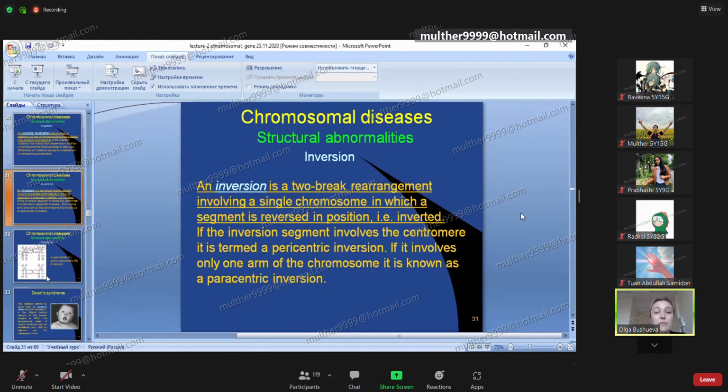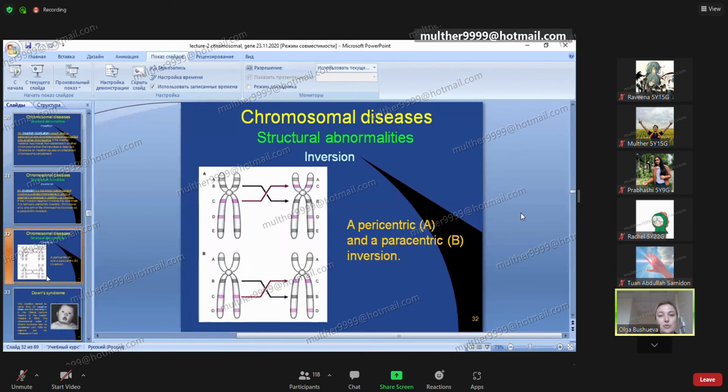Inversion. An inversion is a two-break rearrangement involving a single chromosome in which a segment is reversed in position. So in this case, the segment will be inverted. If the inversion segment involves the centromere, it is termed a pericentric inversion. If it involves only one arm of the chromosome, it is known as paracentric inversion.